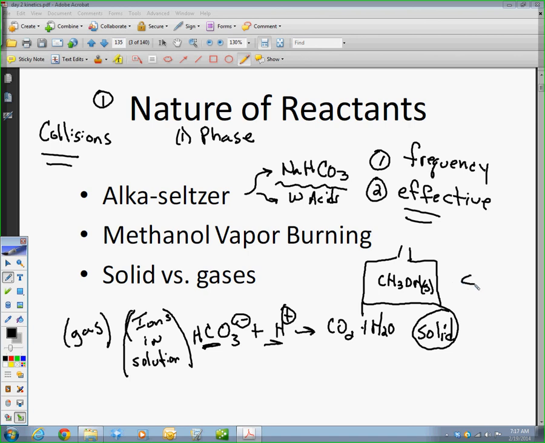Versus if you took some methanol and you put it into a dish and you lit the dish, what you would notice, you'd see a flame. But the flame would be on the surface of the liquid. Because what reacts faster is the vapor of the methanol than the liquid. So the methanol vapor will burn before the liquid will.